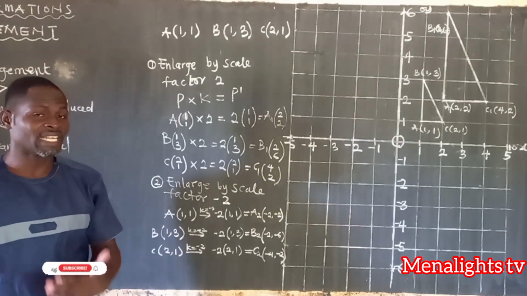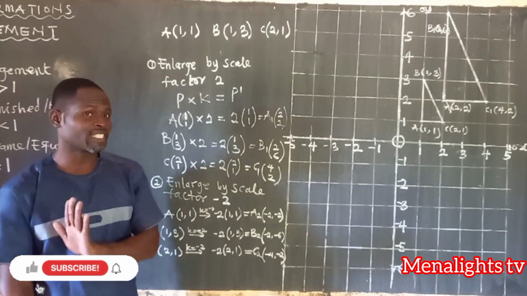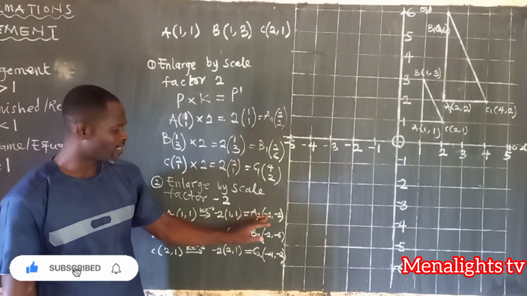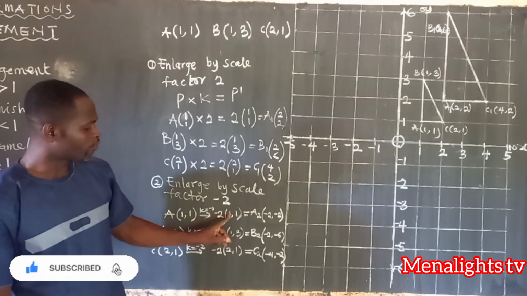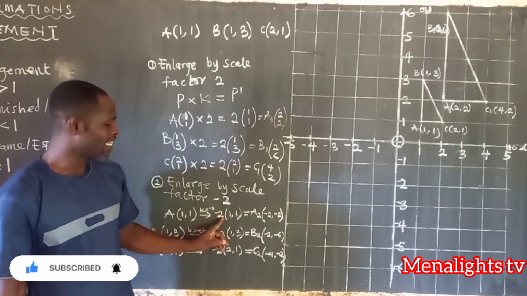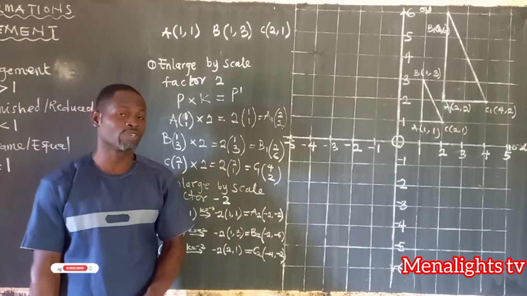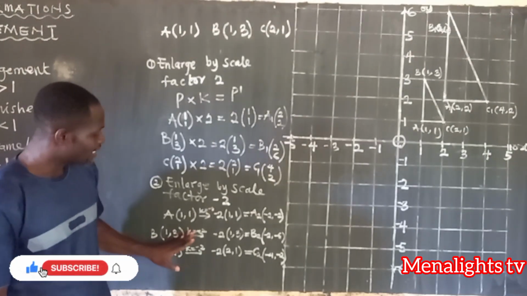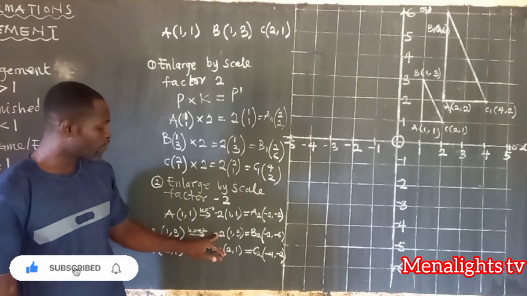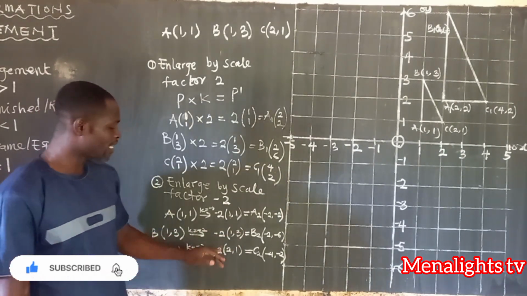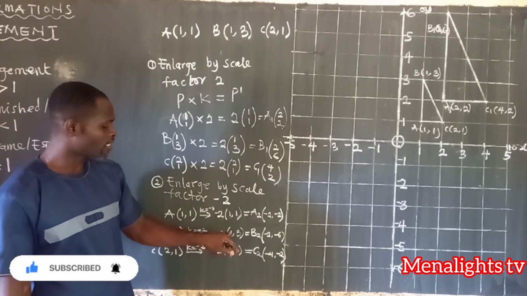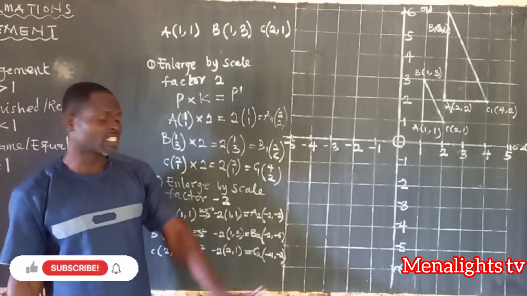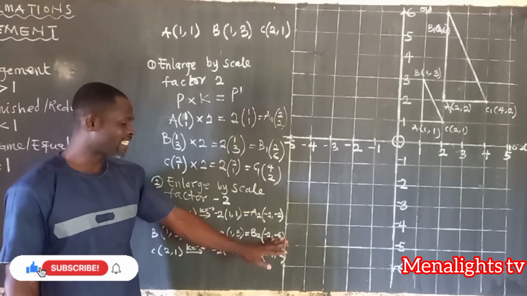So it means we have to use the negative to multiply the coordinates of A. So -2 times 1, 1. That becomes -2 times 1 will give us -2, and then -2 times 1 here will give us -2 as well. Then when we come to B, B is 1, 3. The scale factor is -2, so -2 is multiplying 1, 3. Here negative times +1 will give us -2. Then -2 times +3 will give us -6.